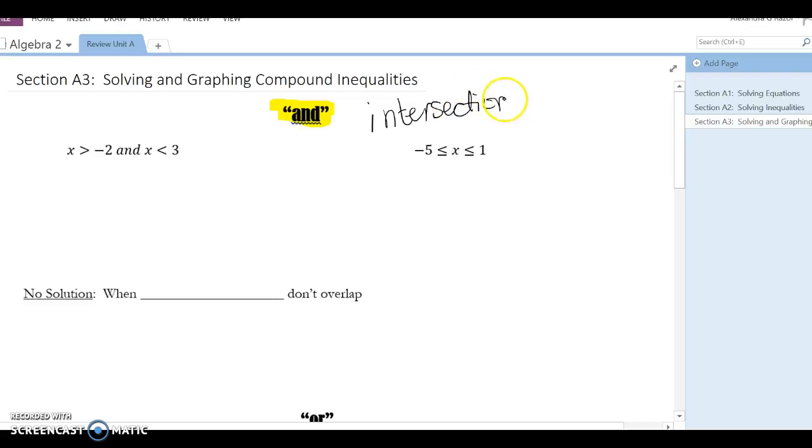And what happens with an intersection, you'll have one graph going one way, the other graph going the other way. The area that is your answer is this region here because both answers are here in this region. So that would be the "and" part, that's the intersection part. So with "and" problems, you have to graph where the intersection is, where they overlap.